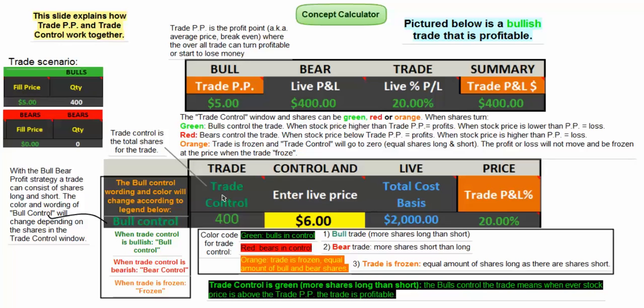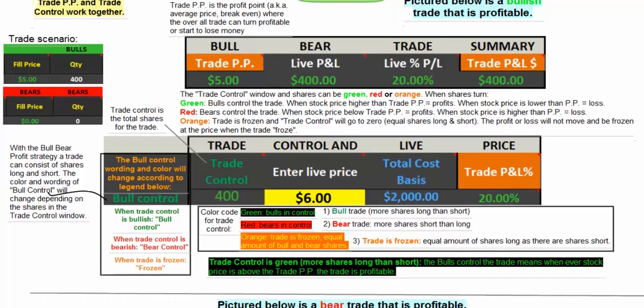The color code for this window is summarized right here. If this is green, which again it isn't green, the bulls are in control. So on a bull trade, there's more shares long than there are short, and the red means there's more shares short than long. And orange, a trade is frozen. When the trade control window turns orange, the trade is frozen, and there's an equal amount of bull and bear shares. So the equal amount of shares long as there are shares short.